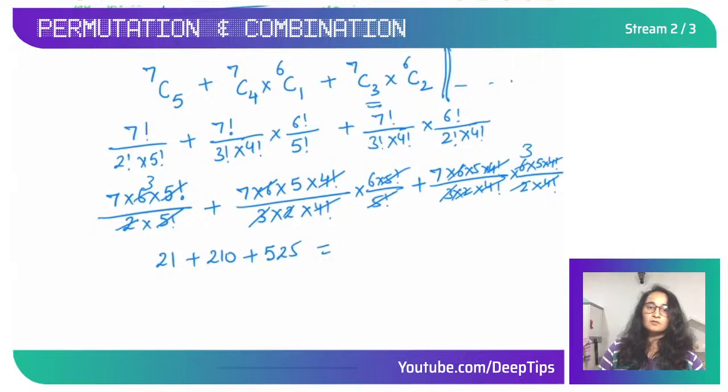15 5s are 75. 75 into 7 gives me 525, right? Yeah. So my total is 756. So there are 756 ways in which we can select our committee.